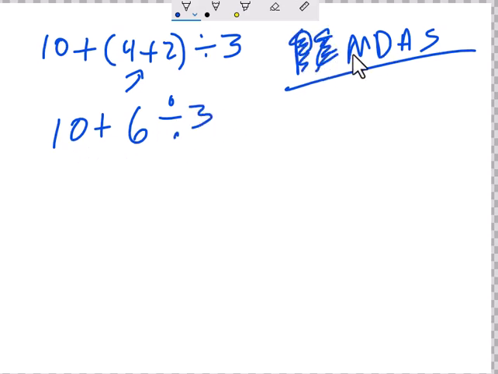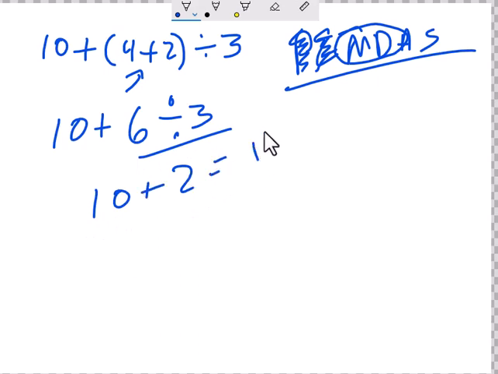There are no exponents. Multiplication and division are on the same level. There's nothing to multiply, but there is something to divide, which is 6 and 3. 6 divided by 3 is 2. 10 plus 2 is 12. So our answer here is 12.